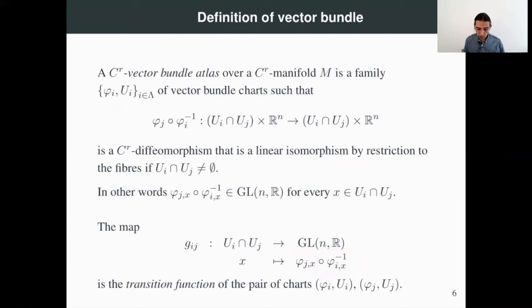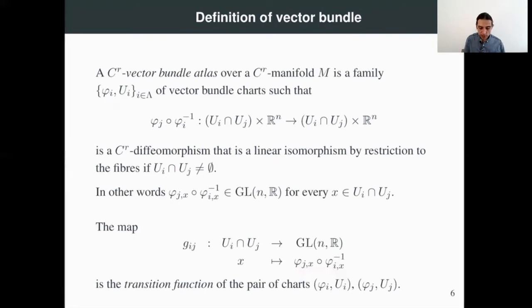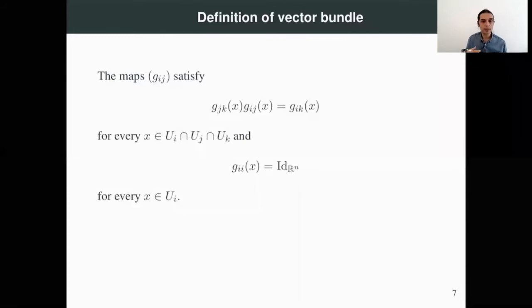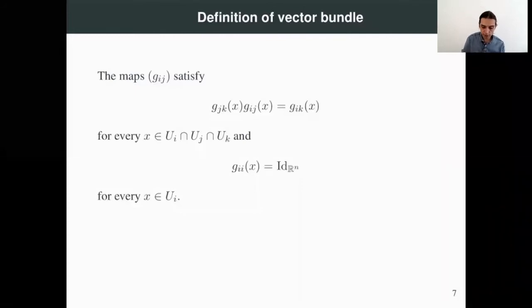Okay, so we can see this as a map from an open subset of our manifold to a Euclidean space, R to the power n squared. And if we are in a situation in which we are considering a CR vector bundle atlas, this map over here is CR. The maps Gij that we consider satisfy this condition over here.